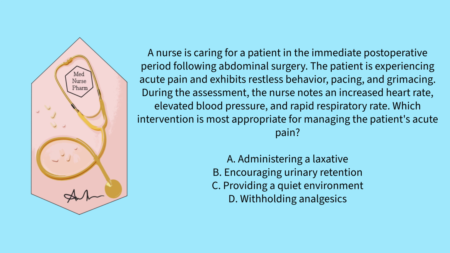A nurse is caring for a patient in the immediate postoperative period following abdominal surgery. The patient is experiencing acute pain and exhibits restless behavior, pacing, and grimacing. During the assessment, the nurse notes an increased heart rate, elevated blood pressure, and rapid respiratory rate. Which intervention is most appropriate for managing the patient's acute pain? Administering a laxative, encouraging urinary retention, providing a quiet environment, or withholding analgesics?